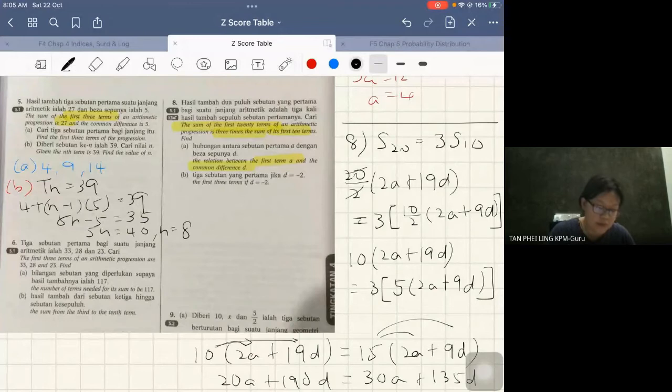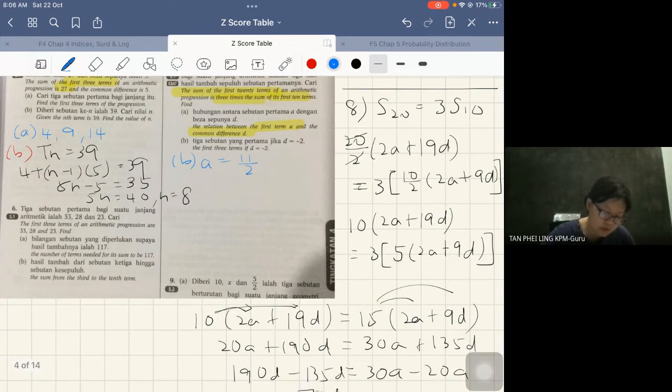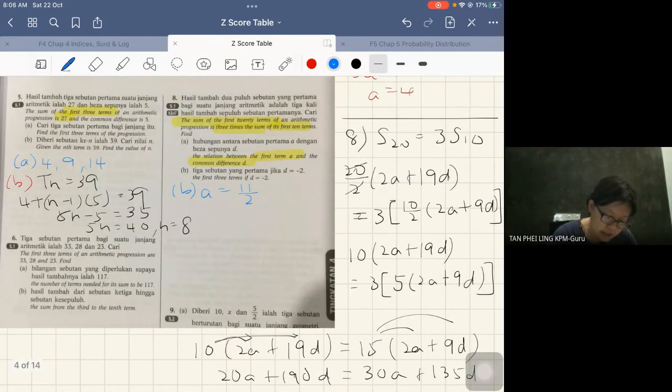Okay, let's move on to part B. Part B, let me use a blue pen here. They say they want the first three terms again if d is negative 2. Since you got your formula for a already from part A, under the same big question, you can just apply that a is equal to 11 over 2 d. Given d is negative 2, we multiply in, so we are getting negative 11.